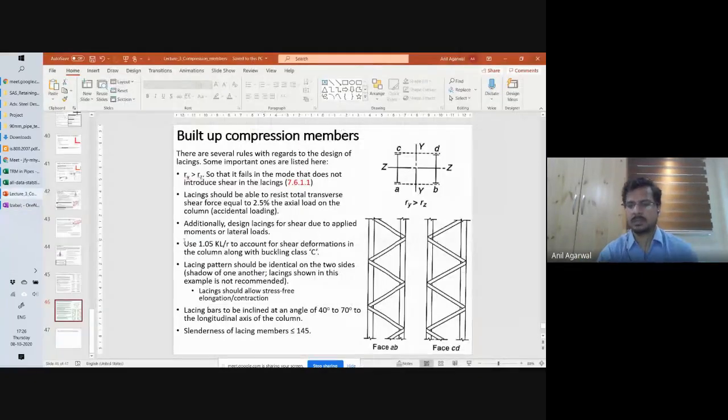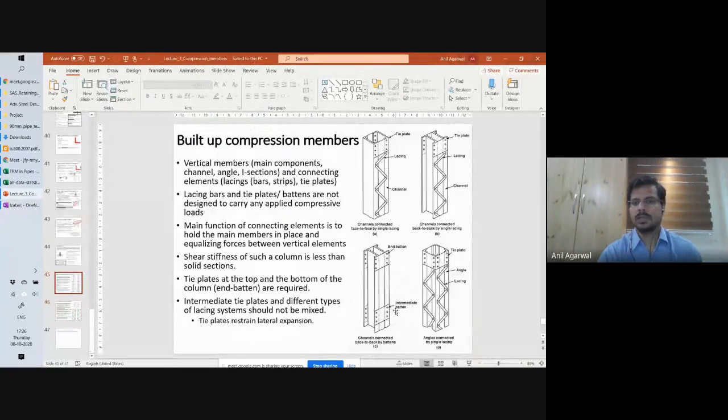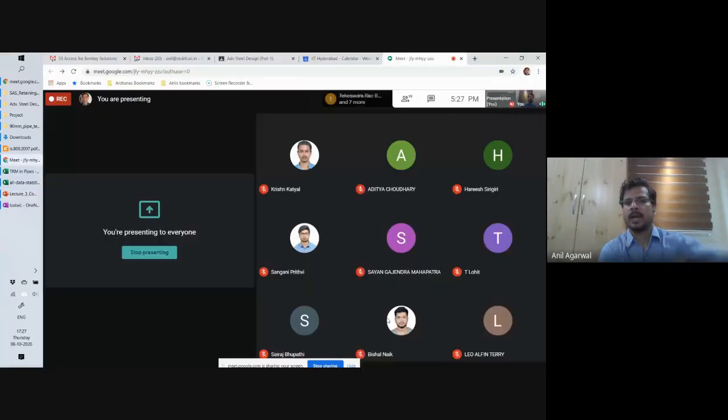Similar logic holds true here. When you mix lacings and battens, for a certain length you use battens and for a certain length you use lacings, then the 2 systems will not really reach their peak capacities at the same time. So when one part is loaded, the other part will not be loaded much. Okay, I hope I explained.